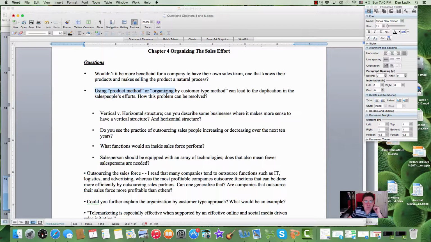Using the product method or organizing by customer type method can lead to duplication in the sales effort. How can this problem be solved? Well, it's easily solved when we're talking about existing customers. It's not easily solved when we're talking about prospecting for new customers. But either using product or using customer, you can determine within a database, and everybody has the same Salesforce interface on their phone, and you can easily look up: this is the customer, who's the DRI, the directly responsible individual.